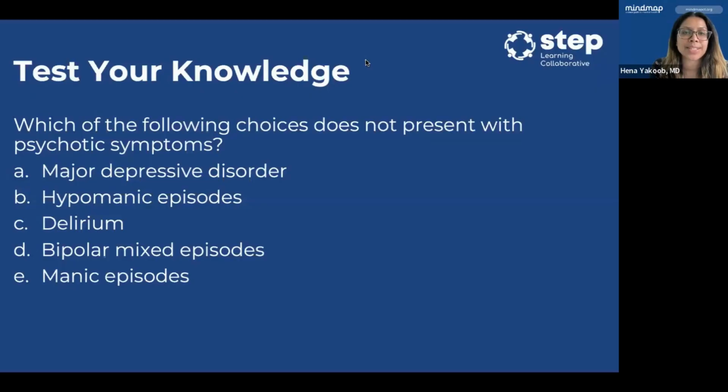So which of the following choices does not present with psychotic symptoms? And we'll give everyone a moment to consider this.